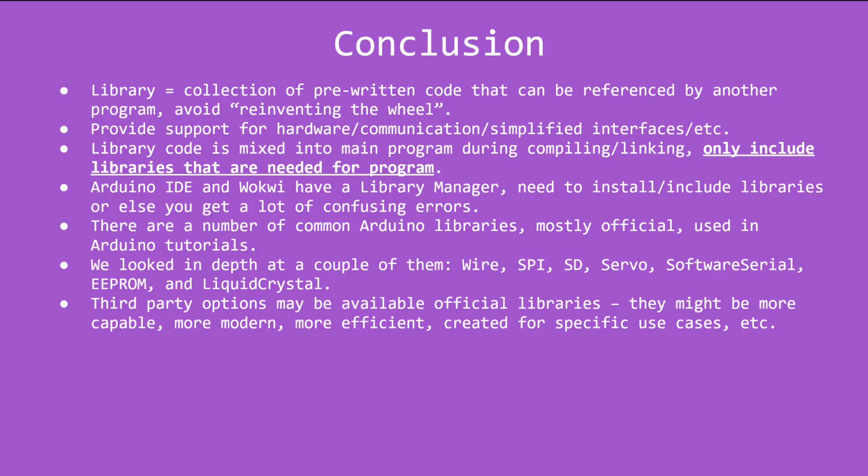I talked about there being 100 plus official ones and upwards of 10,000 third-party ones. We looked at a couple of them: Wire, SPI, SD, Servo, SoftwareSerial, EEPROM, and LiquidCrystal. There are maybe third-party options for official libraries. They might be more capable, more modern, more efficient, or they may just be created for specific use cases.